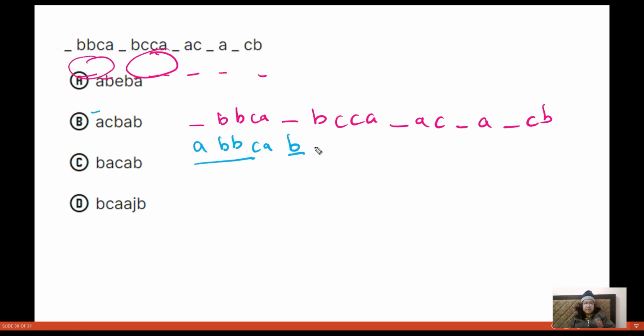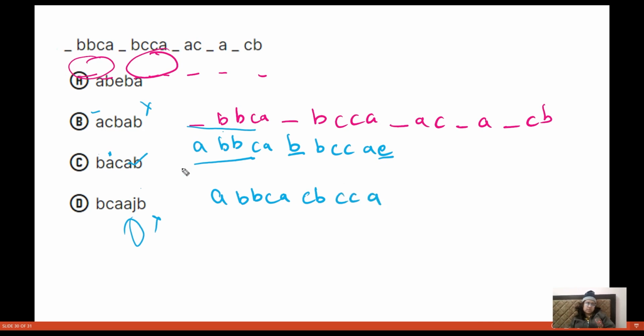Let us look at this one. You have double B and then C C A E. This E makes no sense, so I'll cancel this. Then I'll check this one, and I will not check this J also because it makes no sense. I'll check from these two only. So A double B C A I am getting. Then the next one I am getting C B, and C C A. Then I am getting B here, C here, A here, B here.